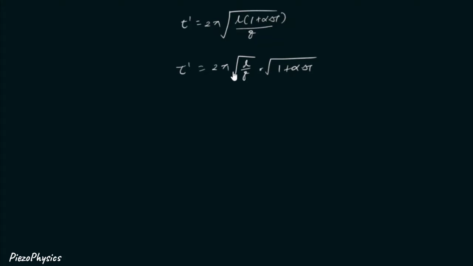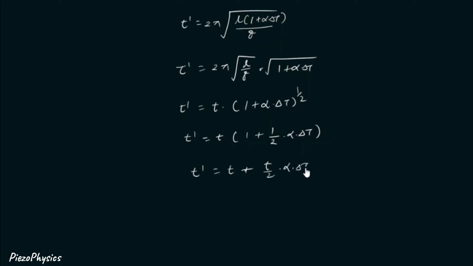This is our old time period, so T dash equals T into 1 plus alpha into delta T, which has power half, right? So by binomial expansion, 1 by 2 will be here. So we have 1 by 2 alpha into delta T. Here we can write T dash equals T. We will now open the bracket, so it will be plus T by 2 alpha into delta T.